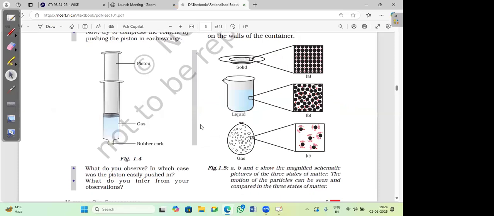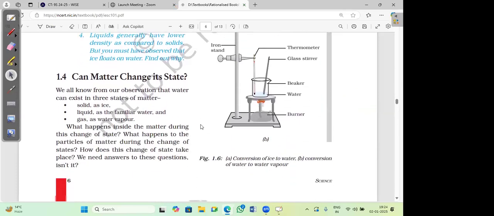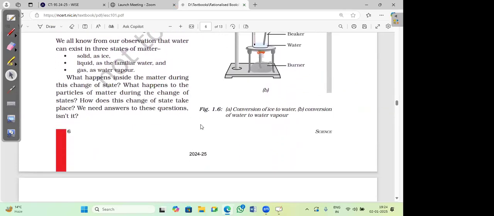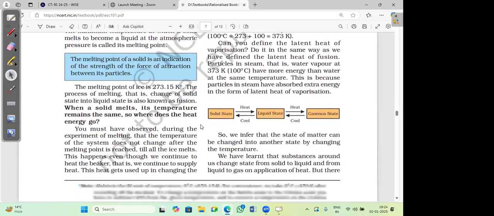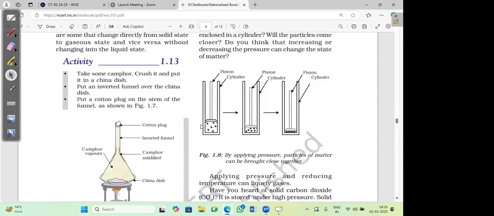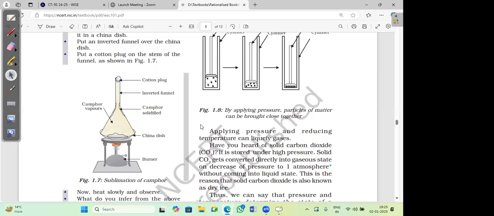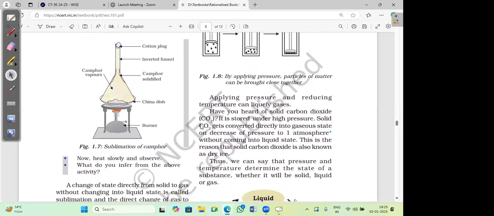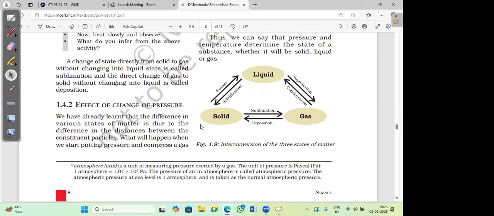All right. Yes, sir. So this was about the change of state. Then the next is evaporation. So what is evaporation? Sir, the process of conversion of liquid into vapor state at any temperature below its boiling point is known as evaporation. Okay. See how it happens.